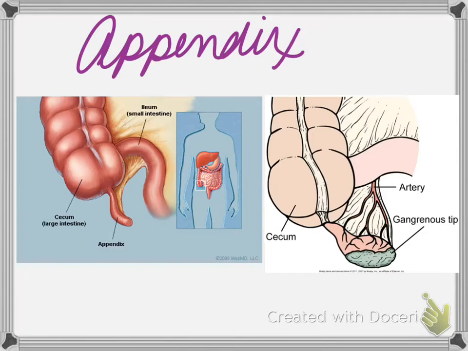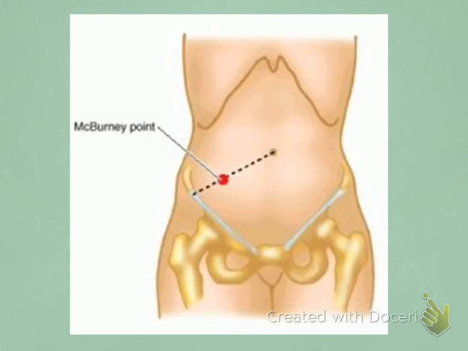The biggest concern with appendicitis is that the appendix will rupture. And if it ruptures or you have a gangrenous tip, like you do here, that can leak into the peritoneum and cause peritonitis, which is the more severe complication, which we'll talk about in a minute. But basically the urgency with appendicitis is to remove the appendix so you do not have to worry about peritonitis and infection.